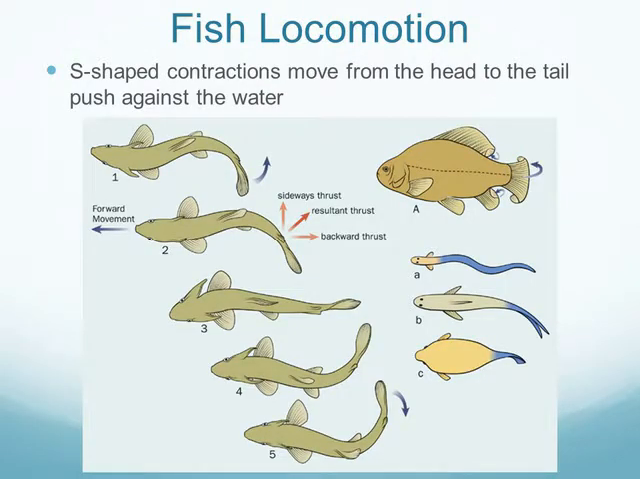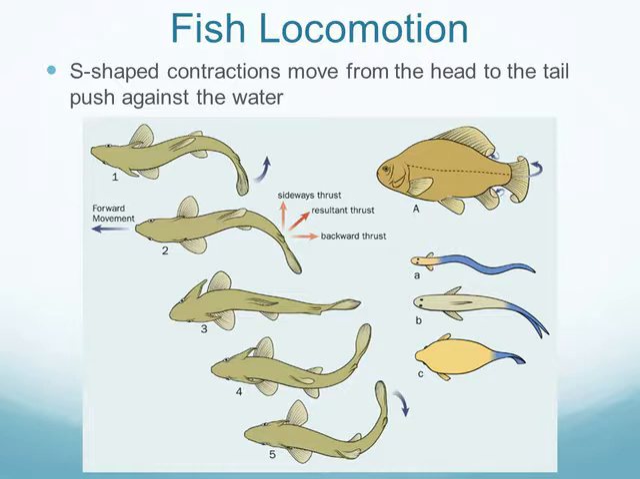So how do fish get around? Generally speaking, they do what's known as S-shaped contractions, and that's basically where they move their head. It moves through their head to their tail, and it pushes the water side to side. So as you can see in that example there, the fish on the left is moving his whole body in an S shape, which causes water to be pushed off to the side, but then the resultant movement is forward. And so he'll keep doing that back and forth.